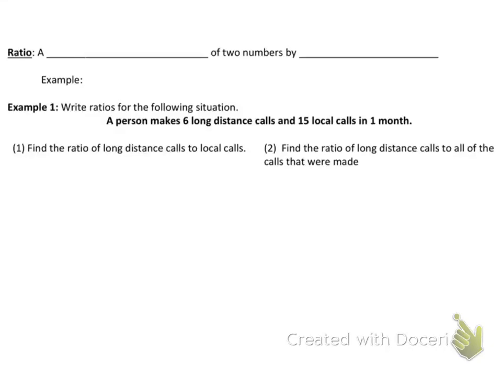Hello everybody. So today we are going to be looking at ratios and proportions. A ratio is a comparison of two numbers by division. So if I have two numbers, let's say 3 and 8, that is going to look like 3 to 8. You may also see it written like 3:8, or you might see it as 3 to 8.